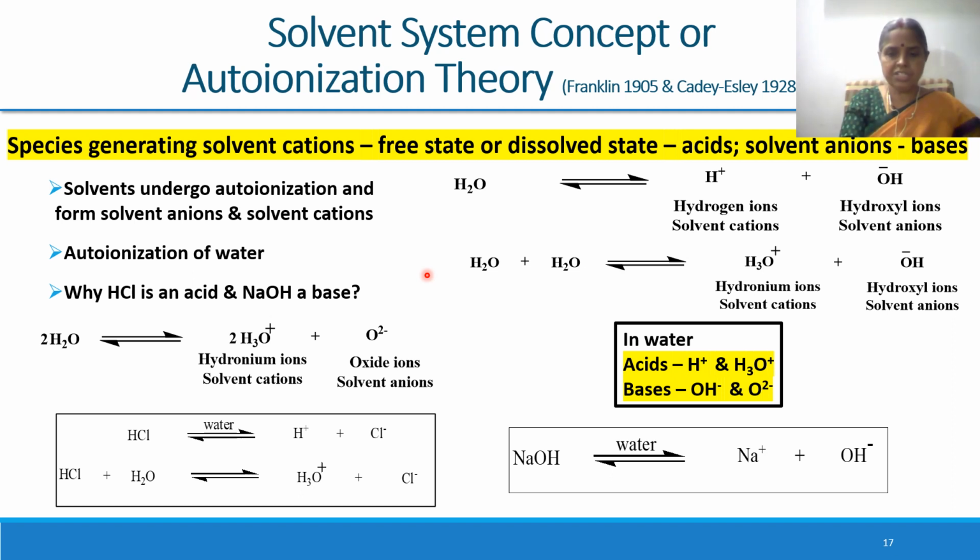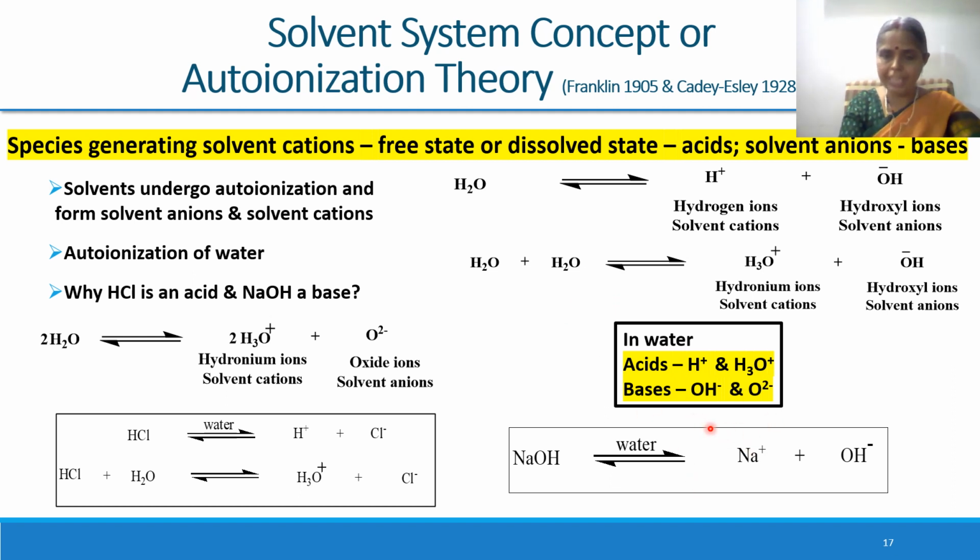So, auto ionization theory states that any substance which will release solvent cations upon interaction with the solvent is what is called an acid, and any substance which releases solvent anions upon interaction with the particular solvent is called a base. For water, if you consider water to be the solvent, a substance when put in water, if it releases H plus ions or H3O plus ions, it is an acid.